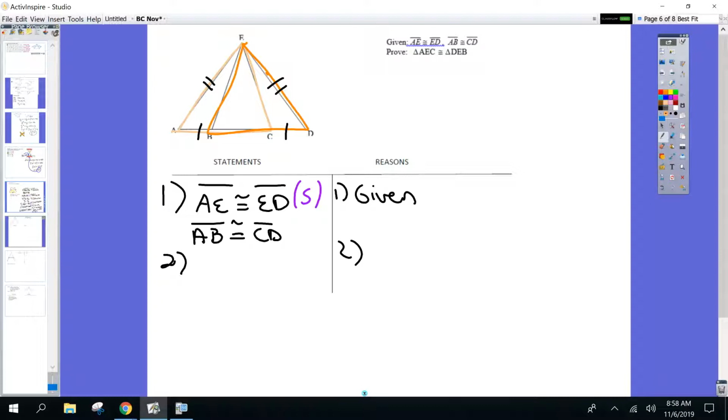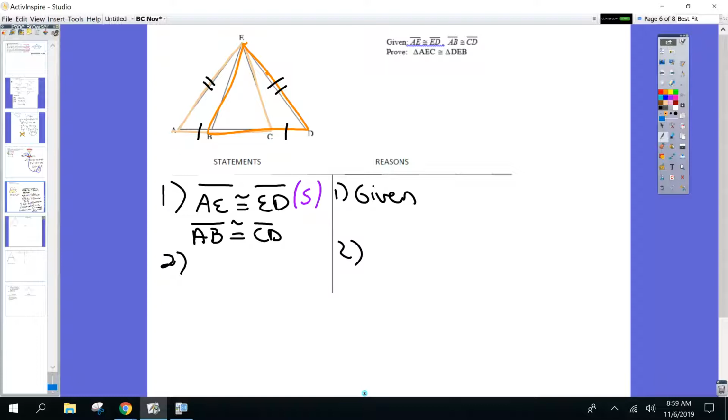Can I do the same thing for AB and CD? Are those full sides? No, they are not. They are not full sides. AC is a full side, but not AB. Okay, so there we got one down, two more to go. One down, two pair to go. Where are they coming from? Charlotte, go.